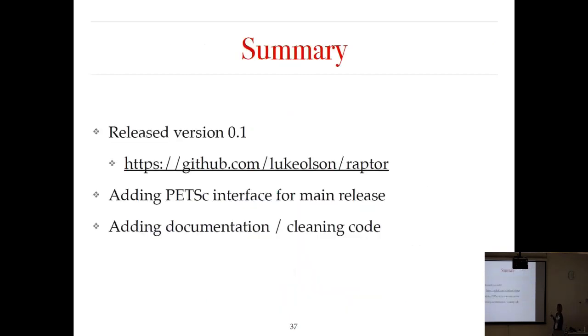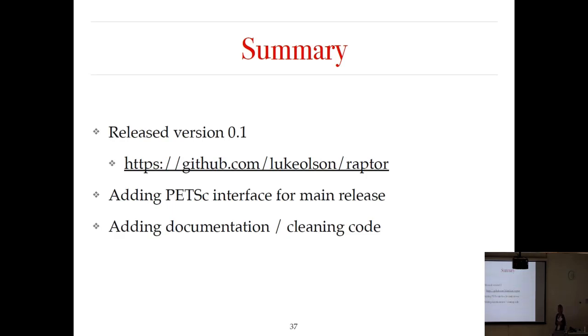In summary, we've currently released version 0.1, so it's still very much work in progress. It's on this website. We're currently adding a PETSc interface to this, so we would like to be able to use it with PETSc. We've been working on this on and off for a little bit. We've been talking to Jed. We're currently looking at how Trilinos interfaces, but it's been taking a while. If anyone here has experience with interfacing different applications with PETSc, this seems like the right crowd, and would like to give me some advice, that would be very helpful.